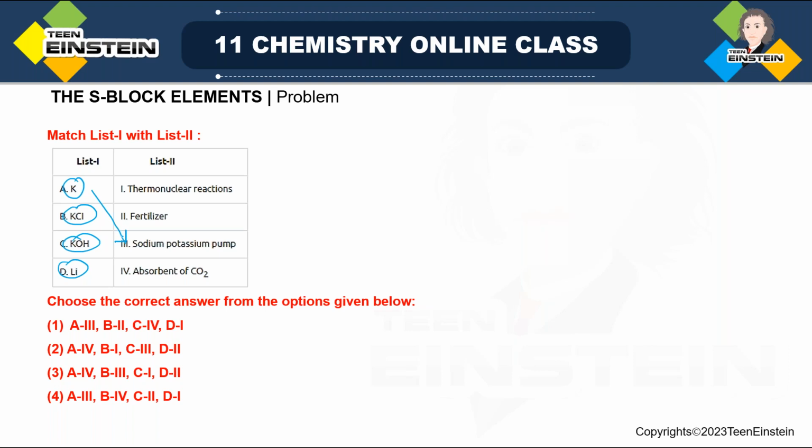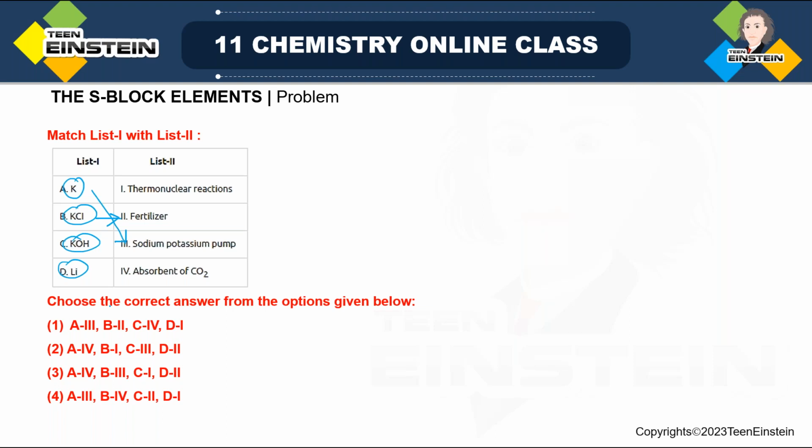Remember, maybe two or three classes before we have seen the use of all the alkali metals. In that slide, under the heading of potassium, you can find that KCl is used as a fertilizer. So this is already discussed in the uses part of alkali metals, group 1 metals. So KCl basically acts as a fertilizer. Then KOH is basically an absorbent of CO2. Carbon dioxide it can absorb. This is a specific property. So C is matching with 4.